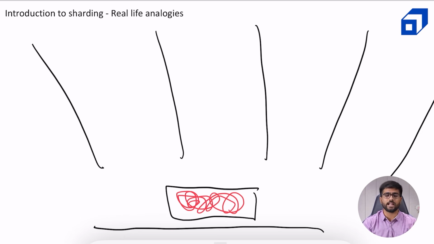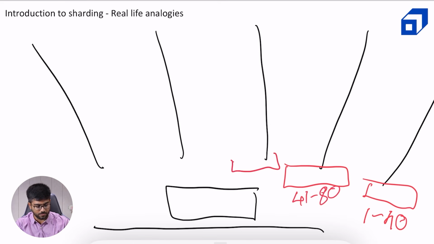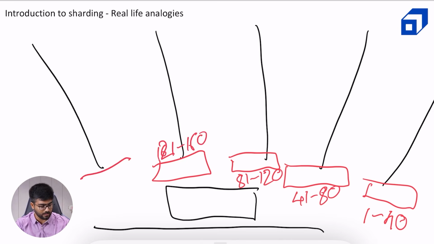After a couple of semesters, he changed the strategy. Instead of putting all the papers on the table, he started keeping them on the first desk of each column. He kept a bunch of papers from roll number 1 to 40 over here. Then 41 to 80. Let's assume the class was 200 strong. Then 81 to 120, 121 to 160, and the last batch of 161 to 200.